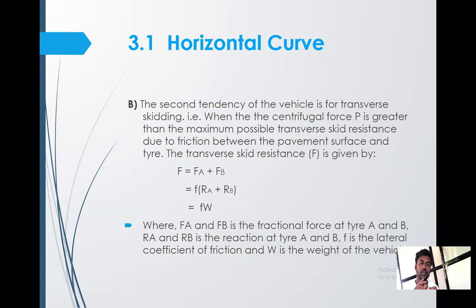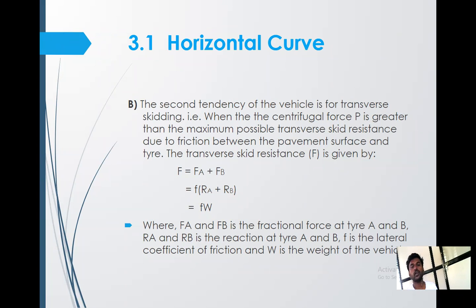If this frictional force is less as compared to the centrifugal force, then what happens? The vehicle gets skid. When the centrifugal force acting radially outward is greater than the frictional force offered by the wheels and the pavement, and the frictional force is less and the centrifugal force is more, there will be lateral or transverse skidding of the vehicle.